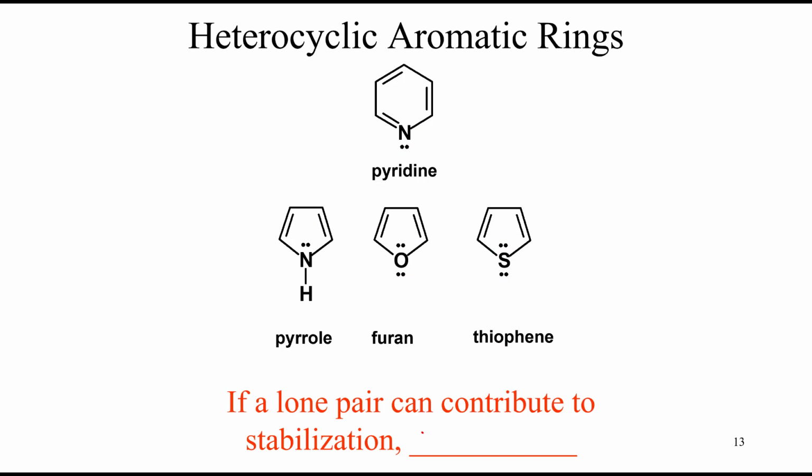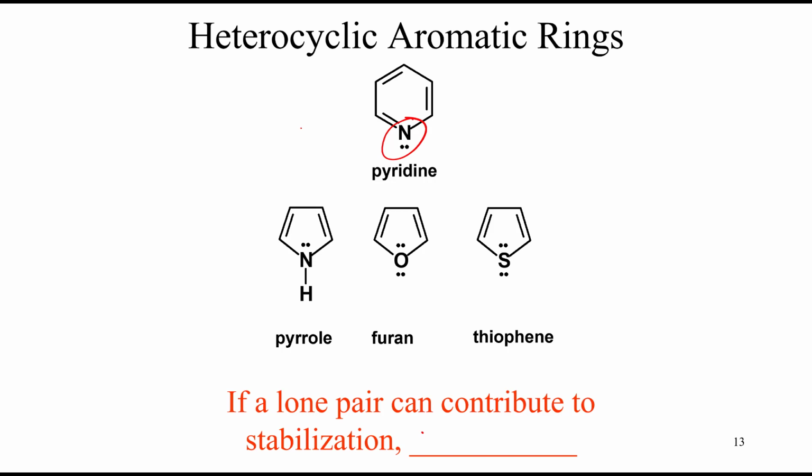So a heterocycle is a ring that contains an atom other than carbon. Nitrogen, oxygen, and sulfur are very common in organic chemistry to be the heteroatom. Heterocyclic aromatic ring simply means it's an aromatic ring that has an atom other than carbon. So pyridine is a very common example. There's a nitrogen in the ring that makes it a heterocycle.